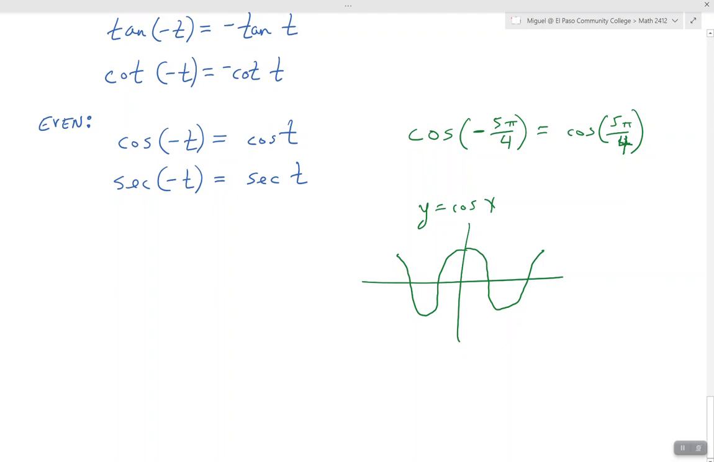So in case you ever want to remember which one is even, just remember cosine is even, because it's really obvious from the graph. All the other trig functions are odd. So just cosine and its reciprocal, of course.